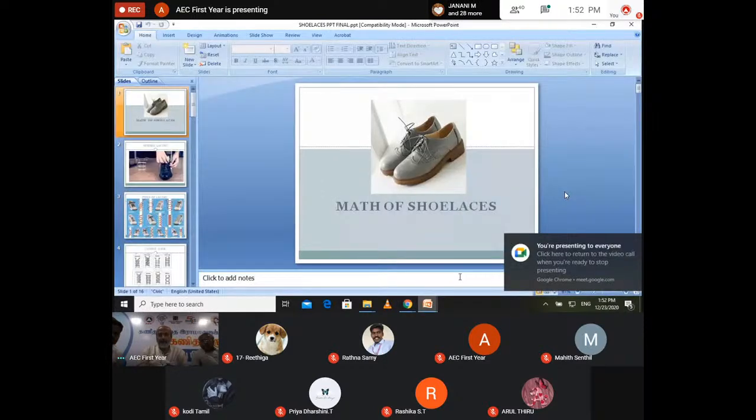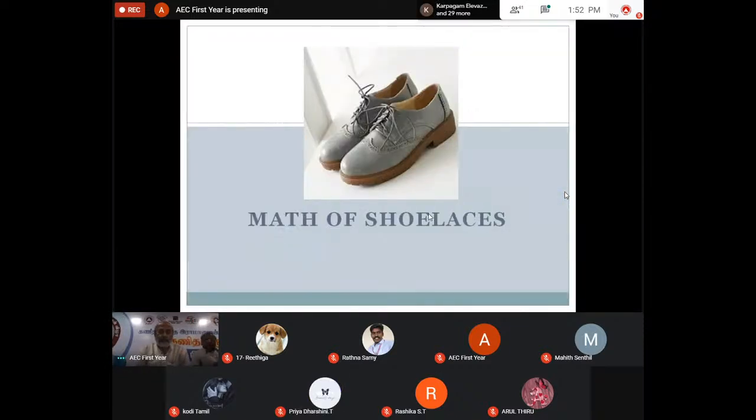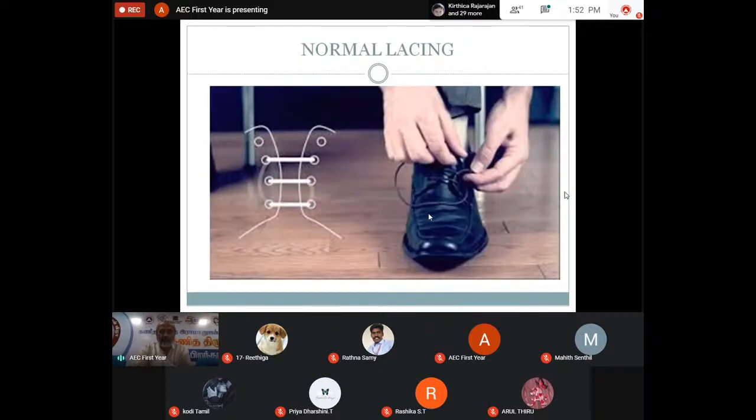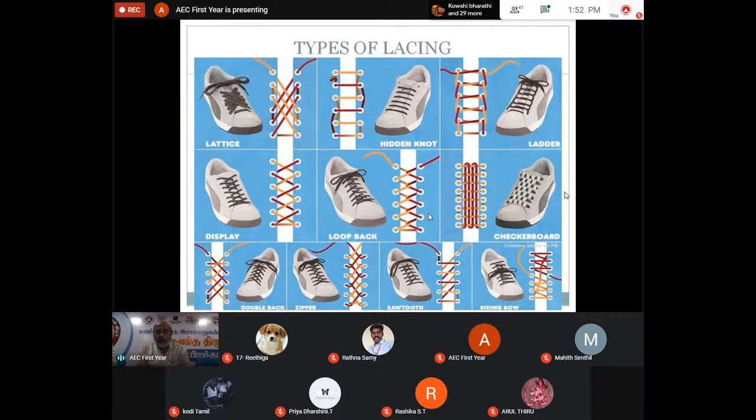Shoelaces PPT. Let us see what is the mathematics of shoelaces. Everybody makes a kind of shoelace, because you have to tie it. See, this is the normal kind of lacing, which you people just do. There are so many types of lacing of the shoe. There is a lattice, a hidden knot, a ladder type, display, loop back, etc. In fact, it has been classified also.